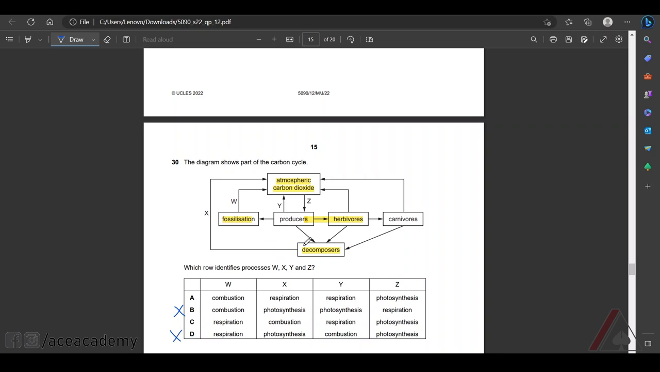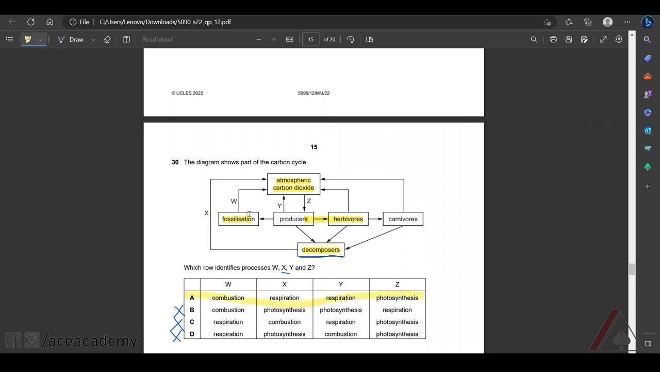Let's look at the other options. For C, decomposers release carbon dioxide to the atmosphere. Decomposers, we know that they break down, these are mostly bacteria or fungi. They break down organic compounds and produce energy for themselves. That is also some version of respiration. So X is also respiration. And yes, in option A, it says X is respiration. And in C, it says X is combustion. So C is wrong. Our final answer should be A.